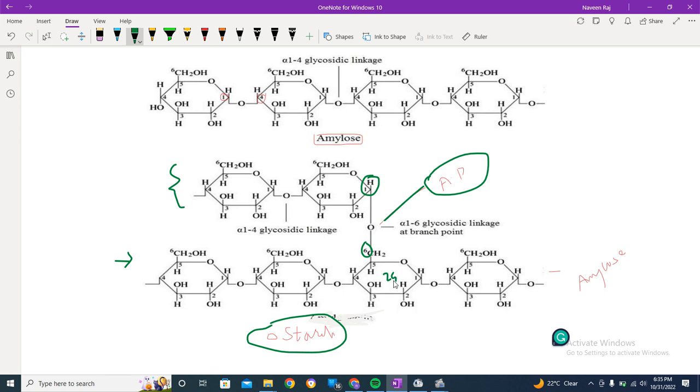I do hope that you have learned the structure. This was a very wonderful diagram that made the whole concept clear to you guys.